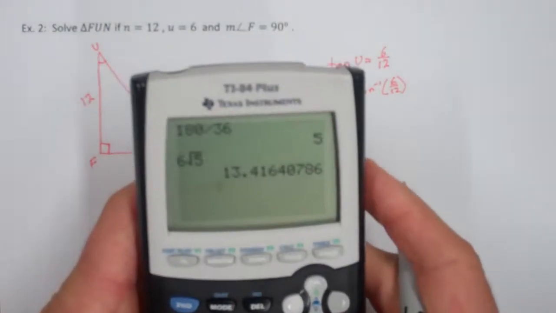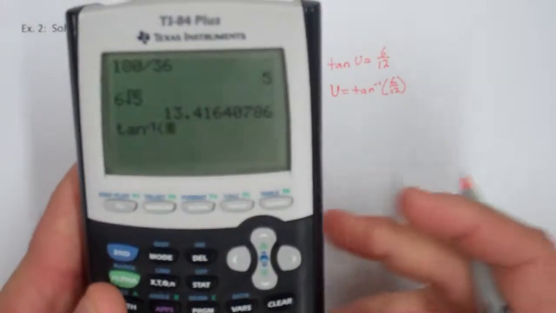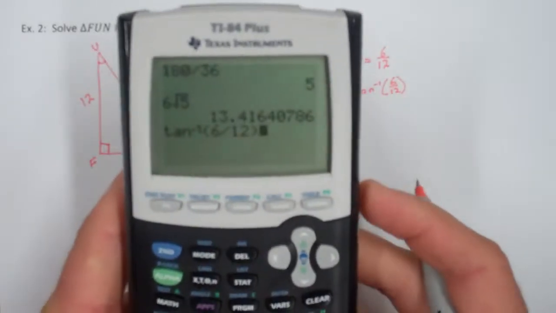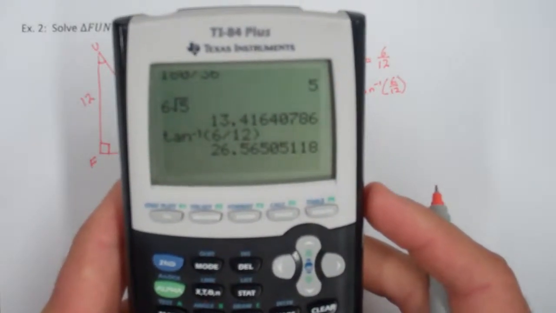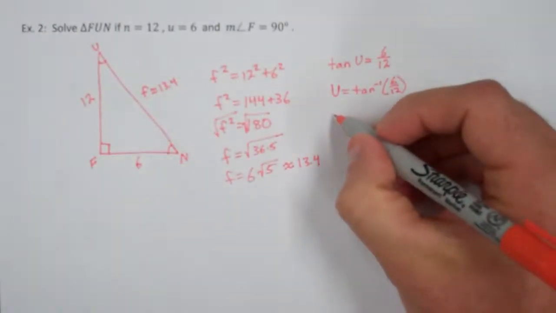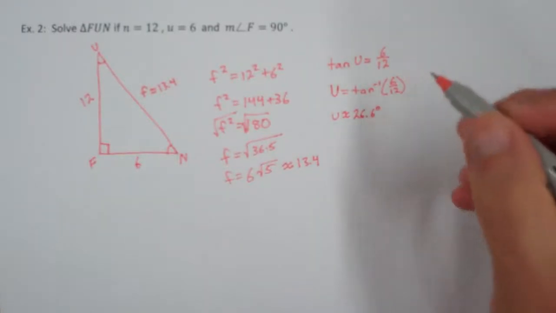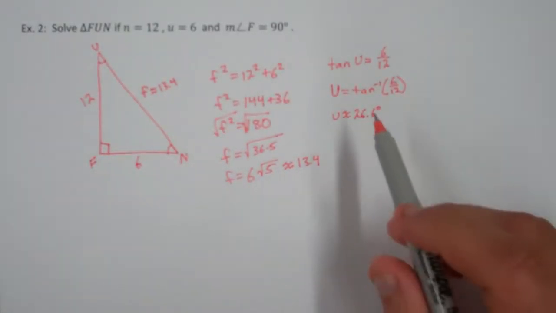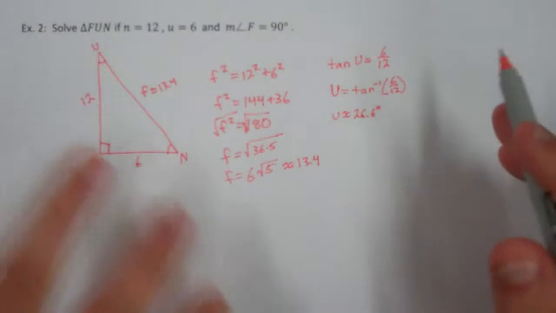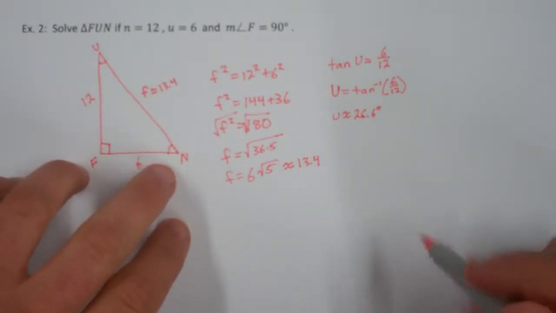So what we can do is type this in our calculator. Oops, didn't use the inverse tangent, got to hit second tangent. And then we've got 6 divided by 12. We'll hit enter here, and that's about 26.6 if we're rounding to the nearest tenth. So U is about 26.6 degrees. We could also do another tangent and then see if those two angles would add up if we're solving for N now. So let's try that.